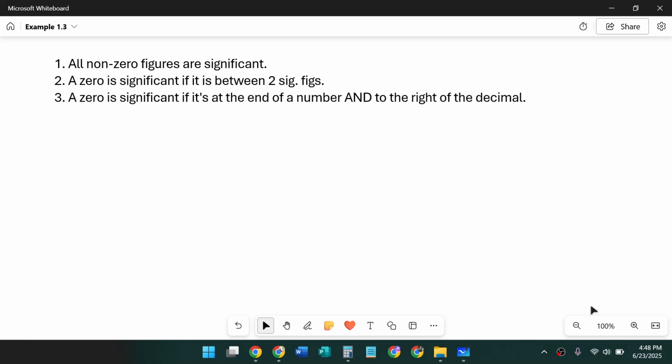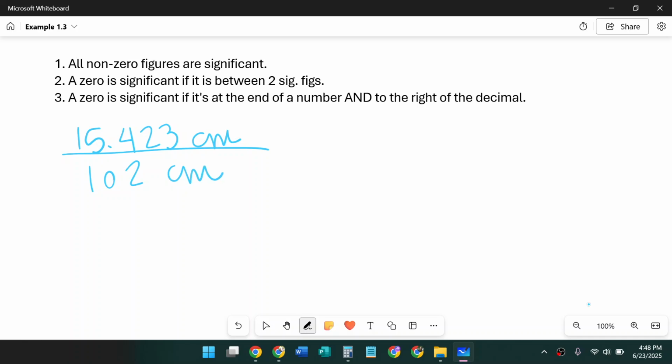Okay, in example 1.3, we're starting to multiply and divide numbers. So the first example says, what is the proper answer when a measurement of 15.423 centimeters is divided by 102 centimeters? Again, we're going to start by just using our calculator to divide those numbers.